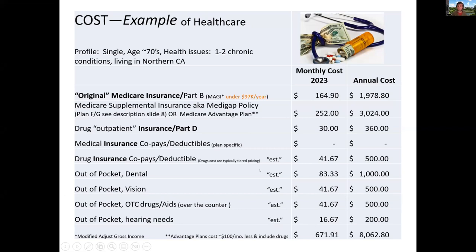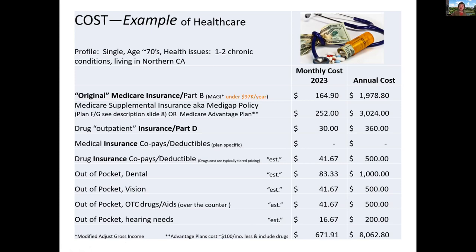Now, Medicare does not cover dental, vision, over-the-counter products, or hearing. So I plugged in some numbers, and you can quickly see that I get to around $700 a month, or about $8,000 a year for a typical retiree. Now, a Medicare Advantage plan will be about $100 to $150 a month less, but you've got more copays and deductibles. That's what I've been told.